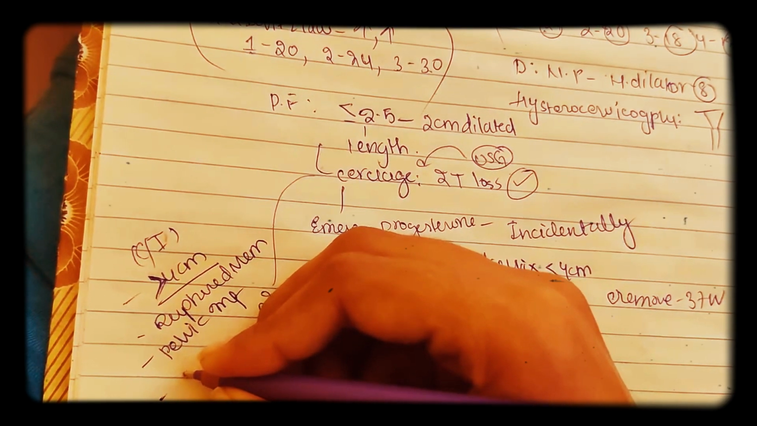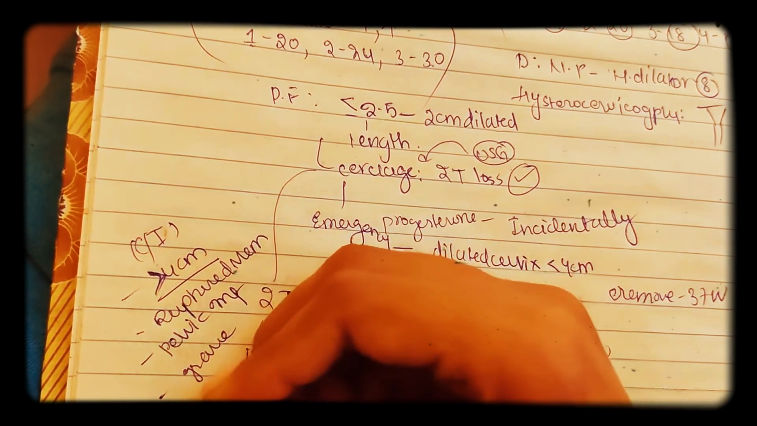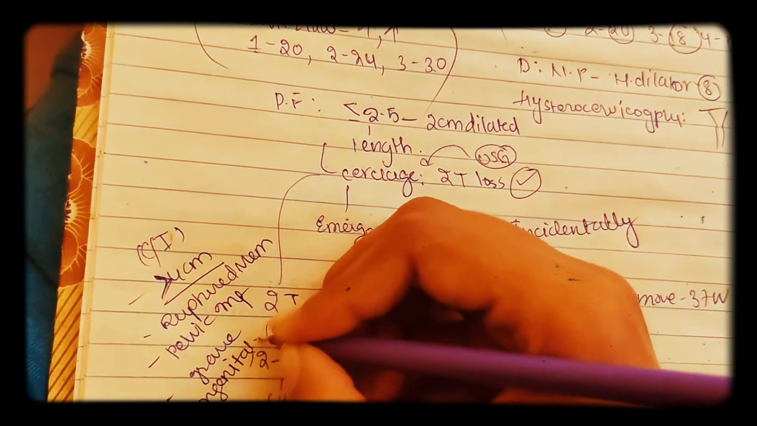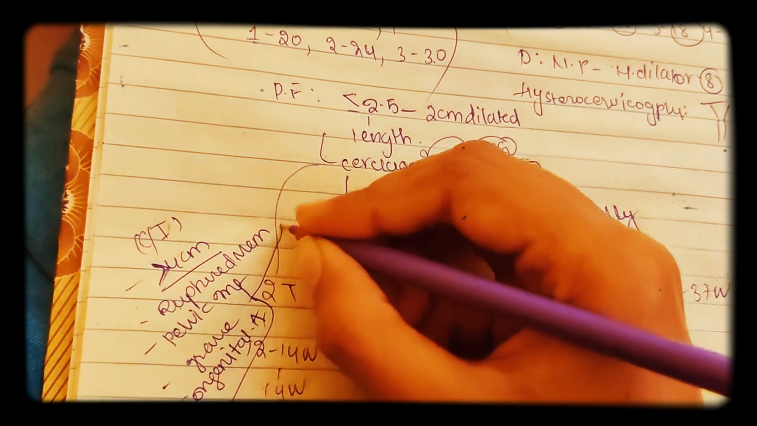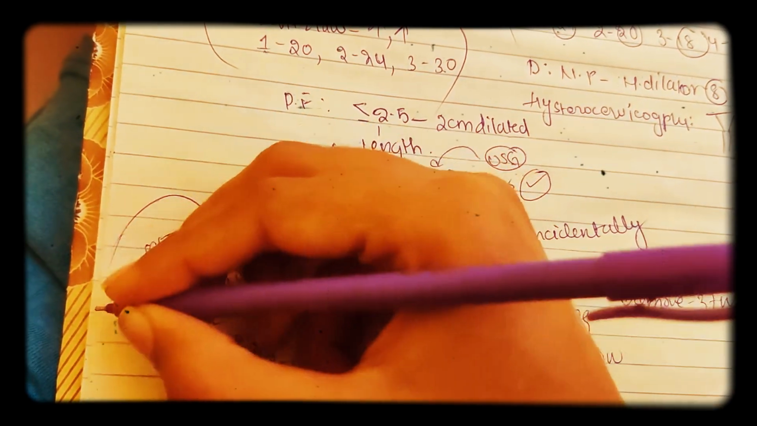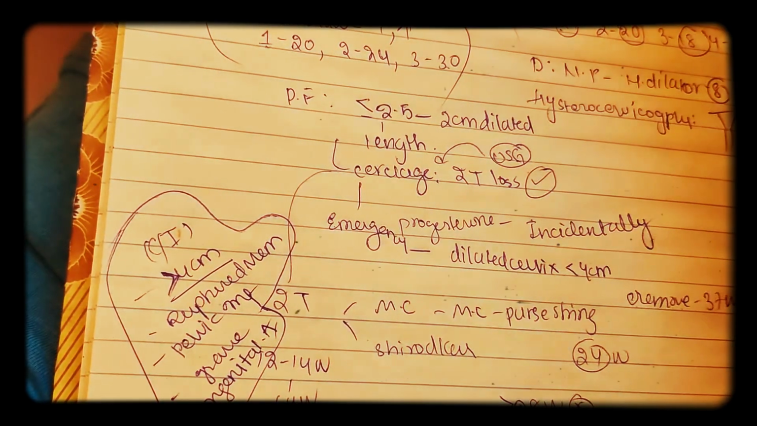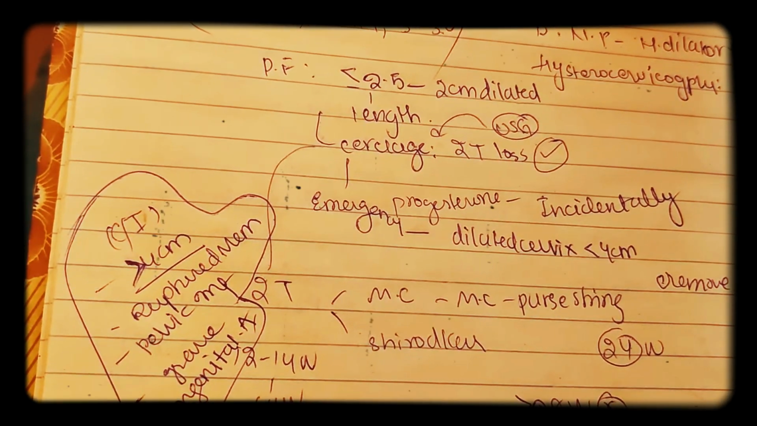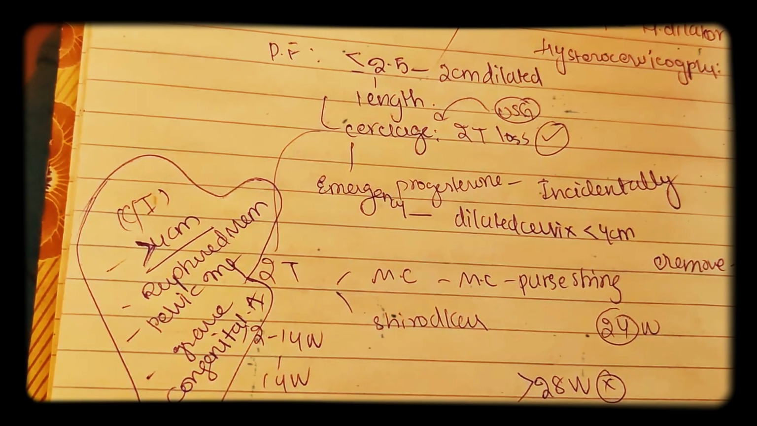And any presence of grave congenital anomaly in the fetus. So if there is any congenital anomaly in the fetus, no need to do cerclage because the fetus already has an anomaly. Now why do this cerclage? Okay, so next we'll start with types of abortions in another video.